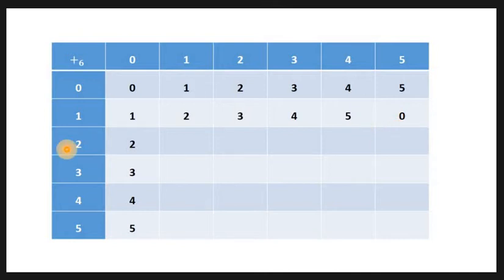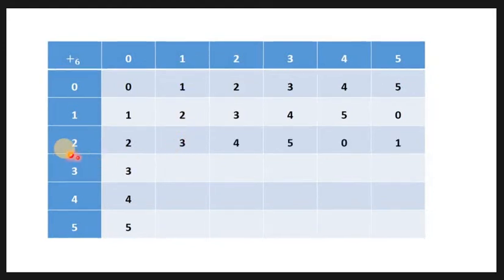And next row, the leading element is 2. So 2 plus 1 is equal to 3. 2 plus 2 is equal to 4. And 2 plus 3 is 5. Again 2 plus 4 is 6. When you get 6, you just subtract that by 6. So you will get 0. 2 plus 5 is 7. 7 minus 6, the remainder is 1. So we have to write the remainder here.